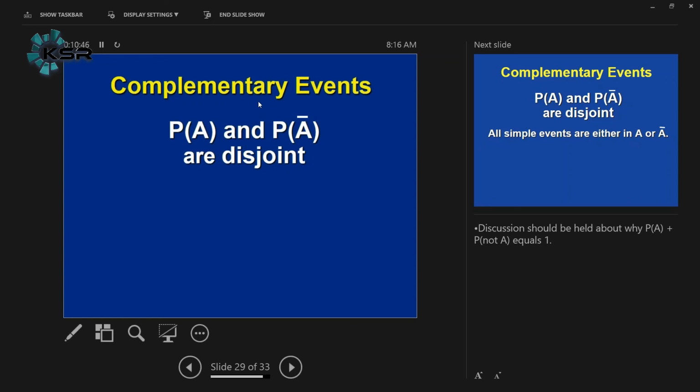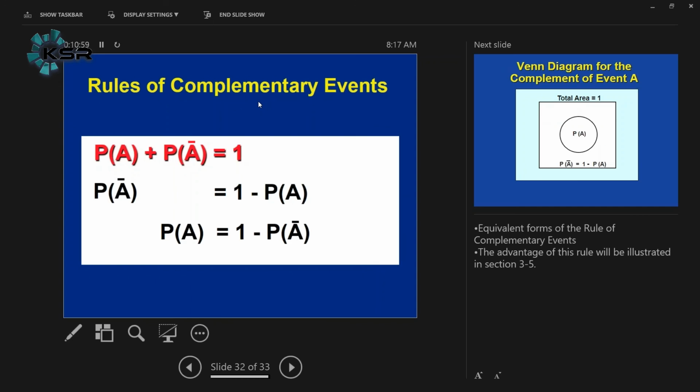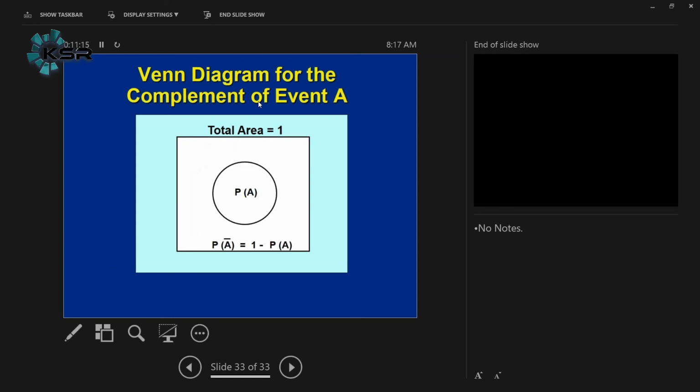Here the complementary events, A and A bar, are disjoint, because there is no common portion between the two events. So simple events A and A bar are always disjoint. P of A plus P of A bar is equal to 1, so P of A bar is 1 minus P of A, and P of A is 1 minus P of A bar. In the Venn diagram, within the circle is P of A, and outside the circle is P of A bar. That is the meaning of the addition rule.